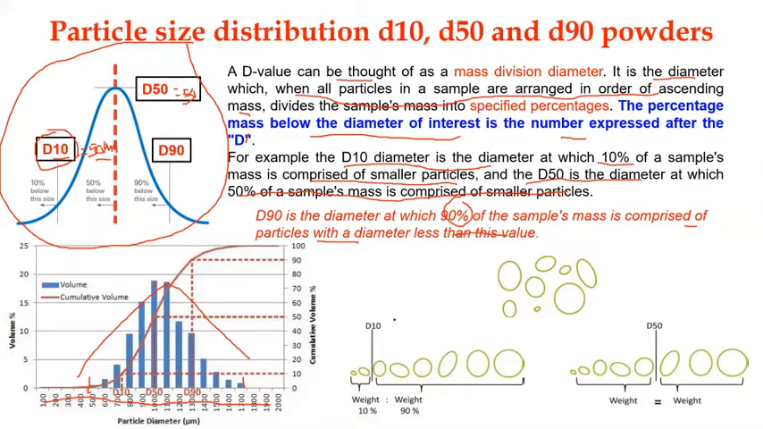You can see the graph also here, D10. So on this, 10% is below this diameter, and the remaining is above the diameter. Similarly, 50% or whatever it is. That's the meaning.